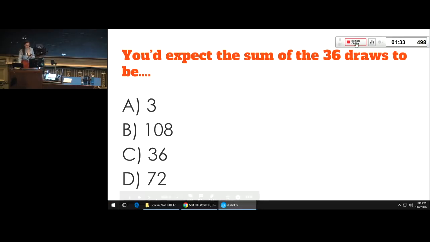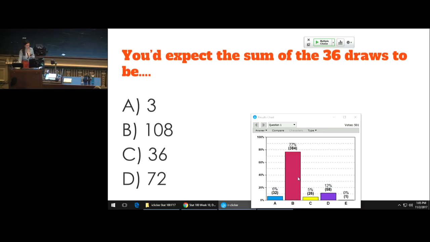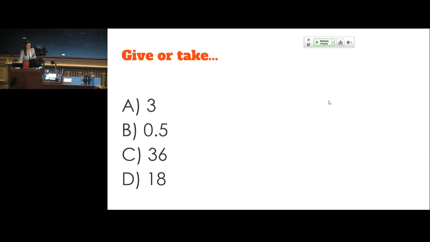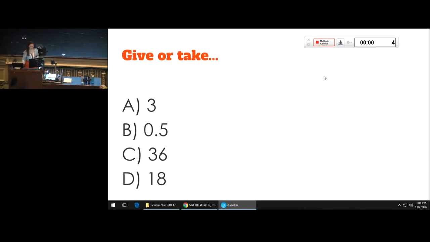Okay, you'd expect the sum to be, let's see, you guys got it. Should be 108. Expected value of the sum. N times the average of the box. That looks good, give or take. And then what's the standard error?